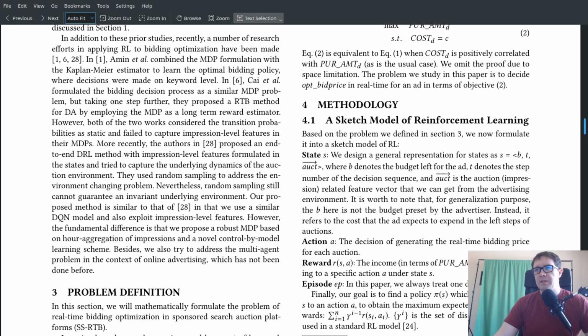The reward, that makes sense. Income gained according to a specific action under state S. Now, this on the surface makes sense. However, it leads to a whole host of other issues. So if you've ever bought anything online, you know that typically it is not a one-click and buy affair. It is a journey where, particularly if it's anything other than a trivial object, you will spend time researching whatever it is you want to buy.